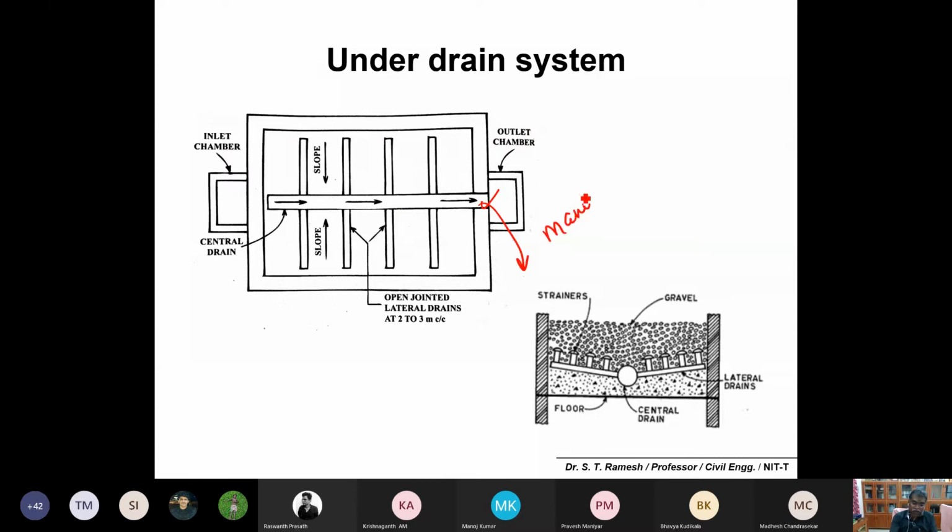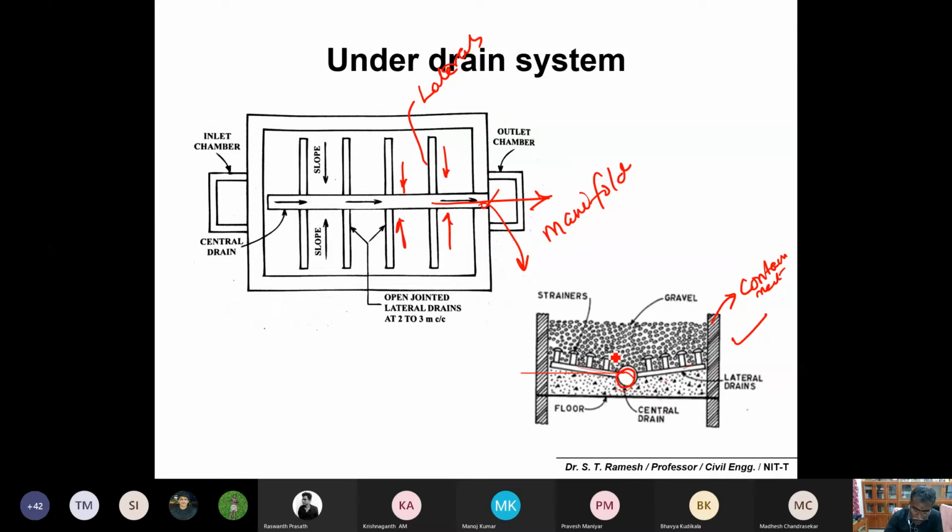These are called manifolds, and these are called laterals. So waters will be collected through these laterals and brought forward with the central manifold pipe system. So now you could understand better what is this central manifold and what are your lateral pipes. Is it okay? This is your containment structure. Is it fine? Yes, containment structure, under drain systems with central manifold pipe and also laterals.